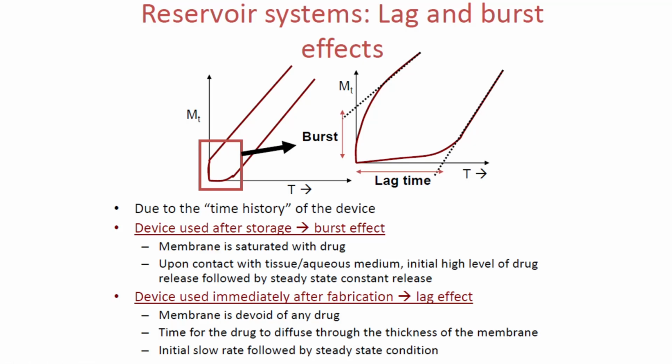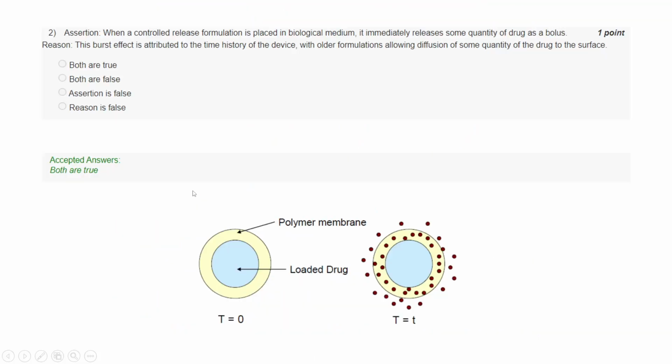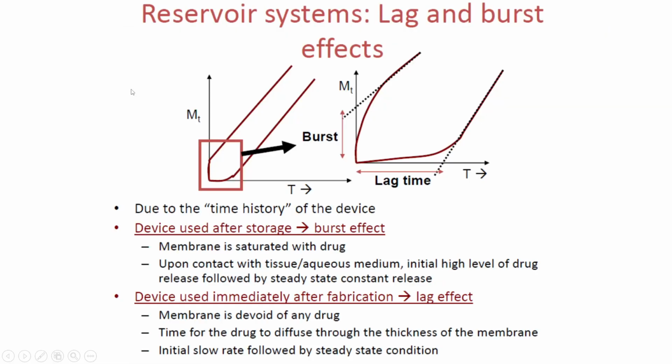If the device is used a long time after it was made, because it was kept in storage, the drug is going to quickly saturate this polymer membrane. And if it's used after a lot of time, it's going to quickly come out, and that is going to lead to a burst effect, which was the answer for this question. On the other hand, we have something known as lag effect. If the device is used immediately as soon as it's manufactured, the drug is going to take some time to get absorbed into this polymer membrane, and that's why it's going to have a lag effect.